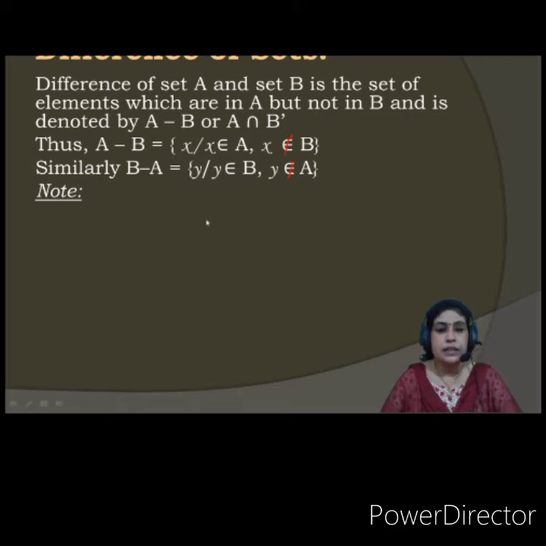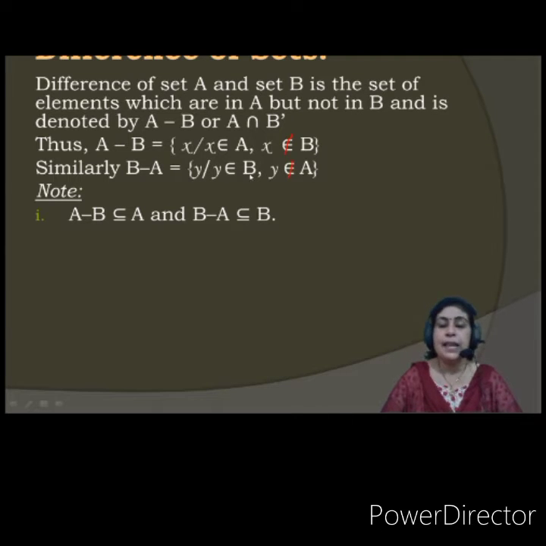Difference, kindly take note of this. A minus B is always a subset of A and B minus A is also a subset of B. Why? Because I have already told you that A minus B consists of all such x which are in A, so this set has to be a subset of A. And in the second one, where you are doing B minus A, all elements should be from set B. Then it is a subset of B.